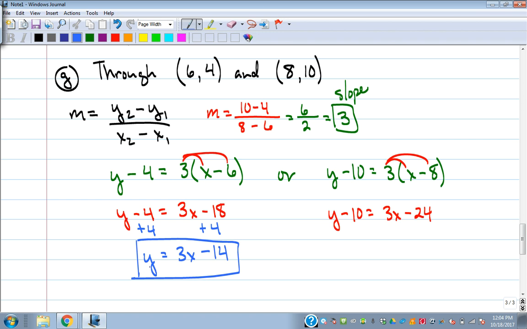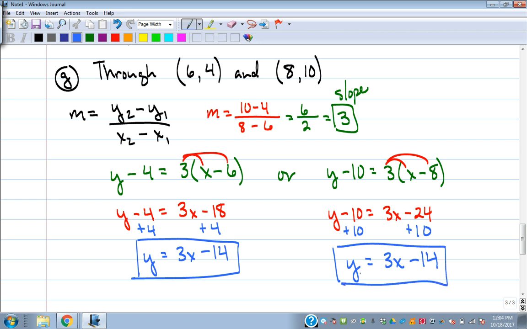That's the slope-intercept form. On the other one, what's the last step? You got to add 10 to the negative 24. What does it end up with, though? The exact same equation.